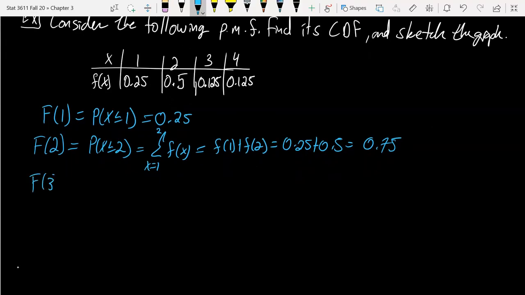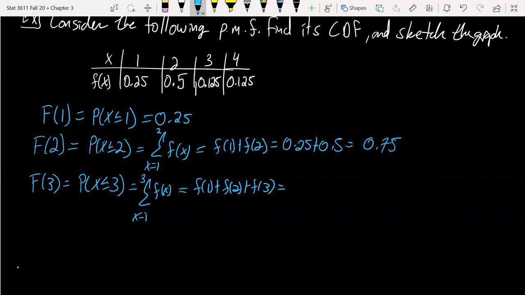Let's try F of 3 and see if we can straighten out this pattern here. F of 3, the probability that X is less than or equal to 3, is the sum of the probabilities as x goes from 1 to 3 of your probability mass function, little f. And so that would be f of 1 plus f of 2 plus f of 3. We can add all those together: 0.25 plus 0.5 plus 0.125 is equal to 0.875.